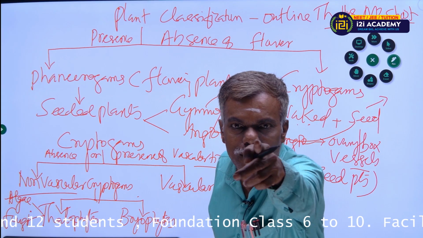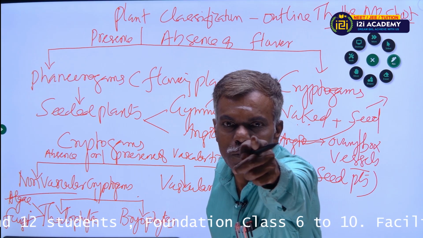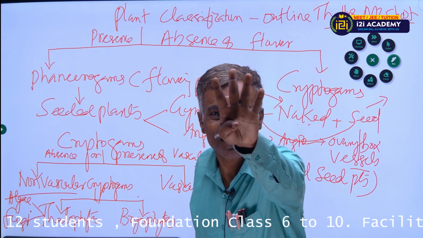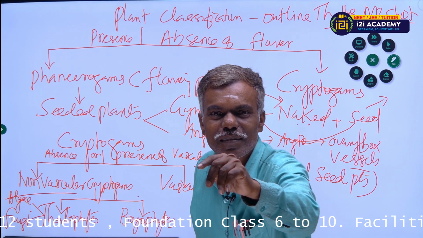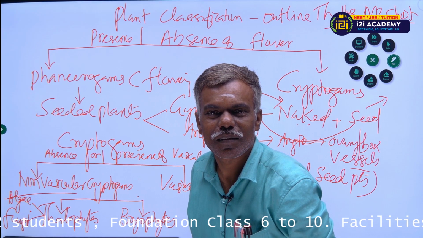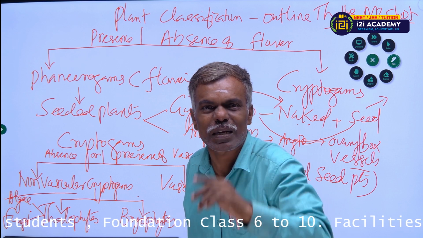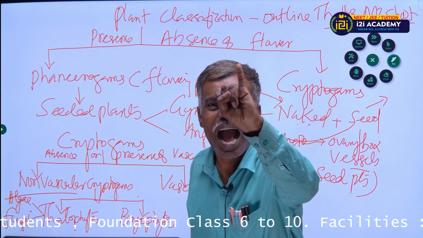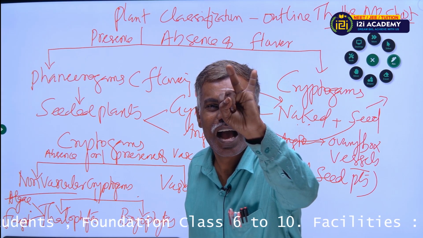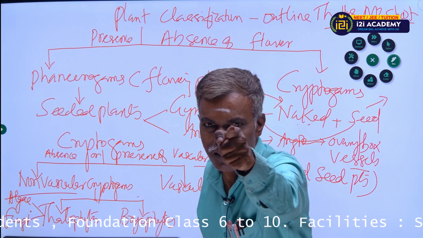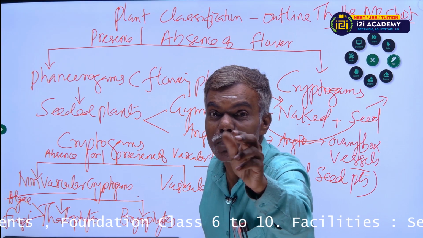Some exception is there in monocot. Four members of monocot show abnormal secondary growth. Name the four monocots that show abnormal secondary growth. Yucca, Dracaena, Aloe, Agave. These are the four monocots that show abnormal secondary growth.